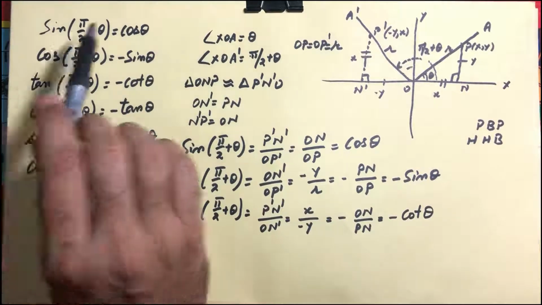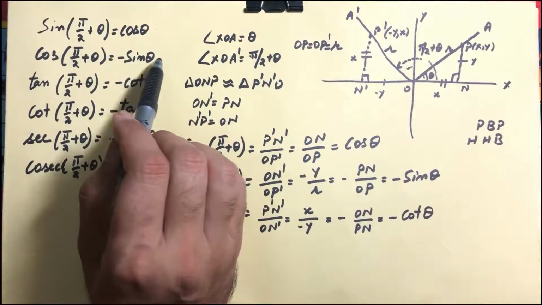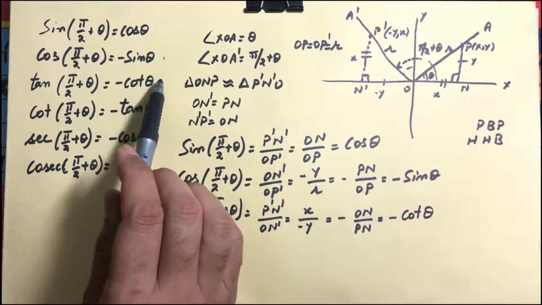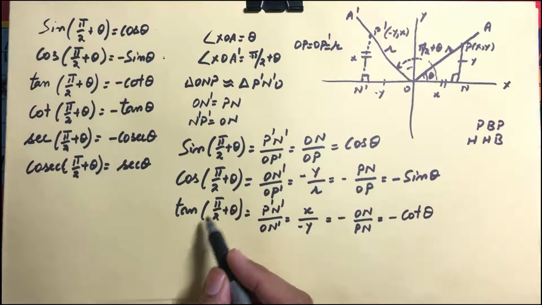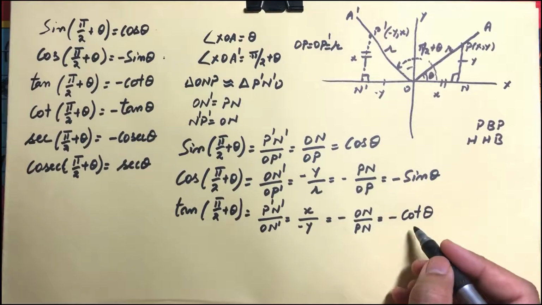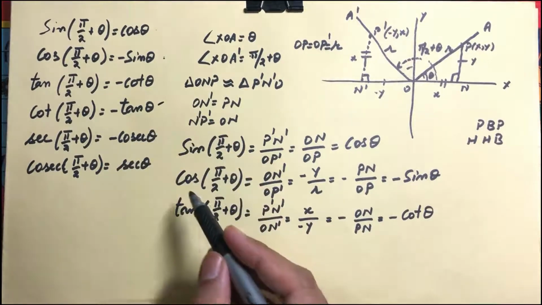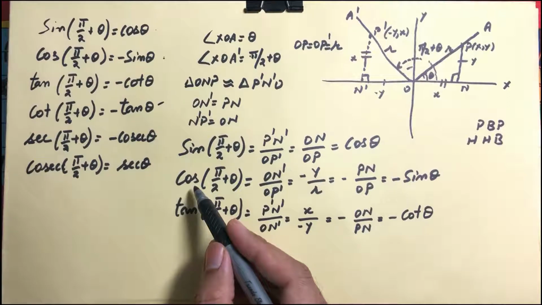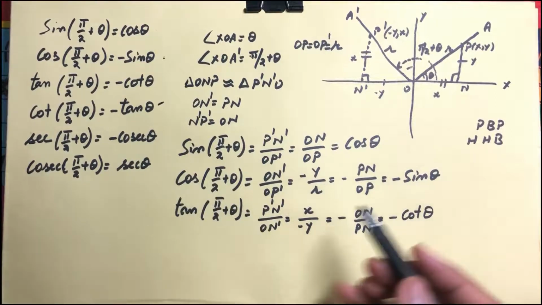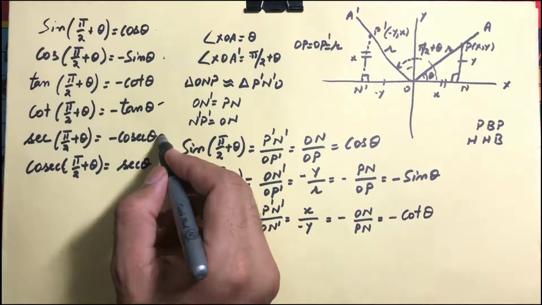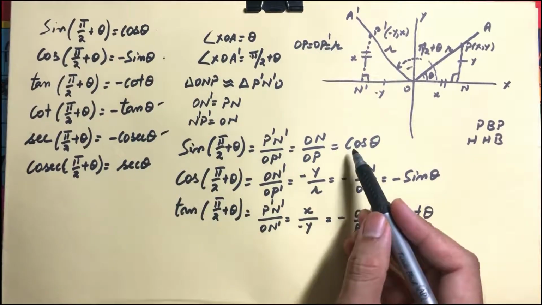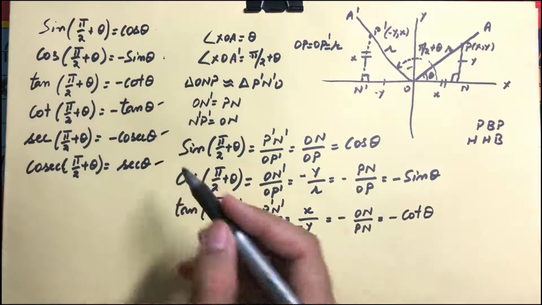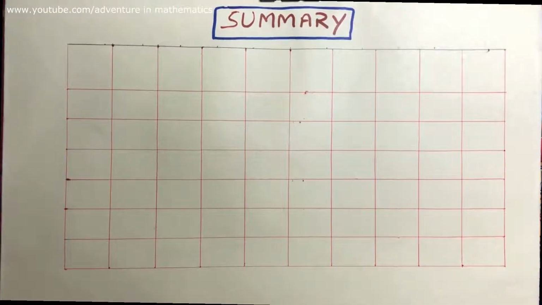Sin pi by 2 plus theta is cos theta, and cos pi by 2 plus theta is minus sin theta. Tan pi by 2 plus theta is minus cot theta. Now taking reciprocal of tan, we will get cot pi by 2 plus theta is equal to minus of tan theta. Similarly, taking reciprocal of cos, we will get secant pi by 2 plus theta is equal to minus cosecant theta. Now taking reciprocal of sine, we will get cosecant, and on the right hand side plus secant theta.